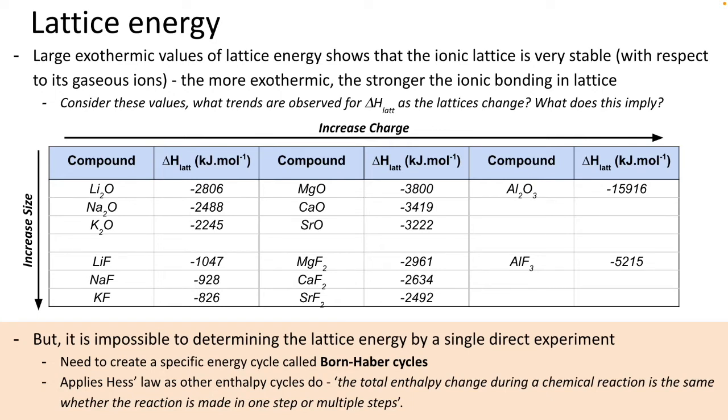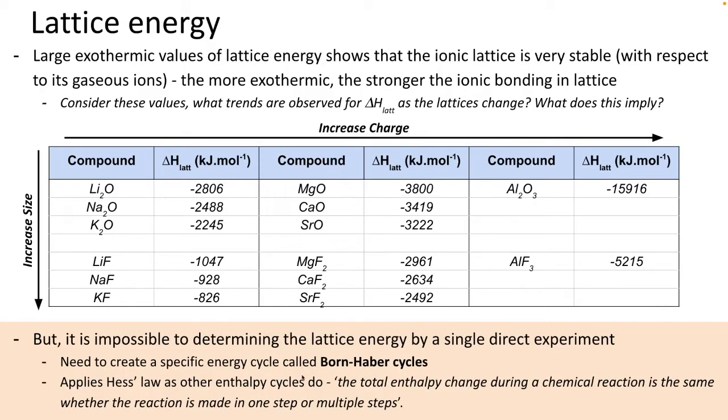It is impossible to determine the lattice energy by a single direct experiment. We need to create a specific energy cycle. This is all based on the idea of Hess's law. We said that Hess's law states the total enthalpy change during a chemical reaction is the same whether the reaction is made in one step or multiple steps. So it was that idea of finding the direct route and finding the indirect route. So we can't find the lattice energies directly, we've just got to make an enthalpy cycle.